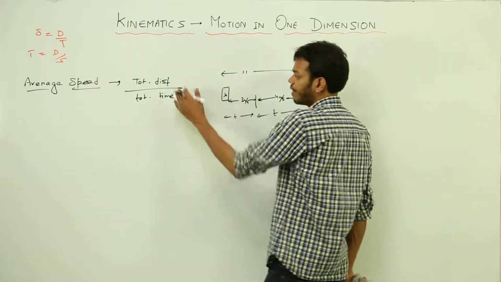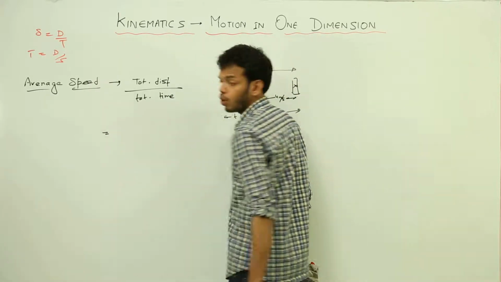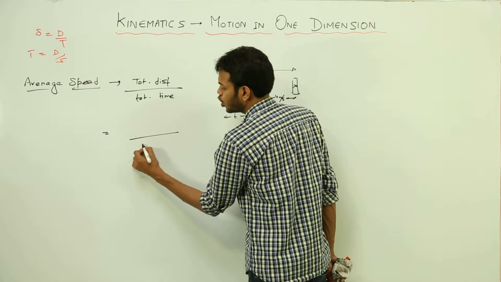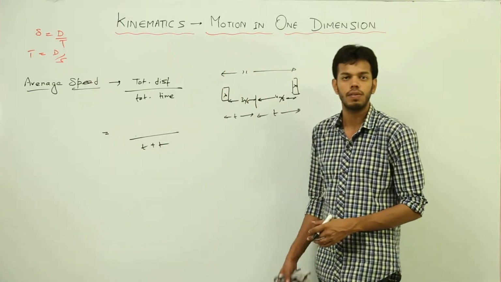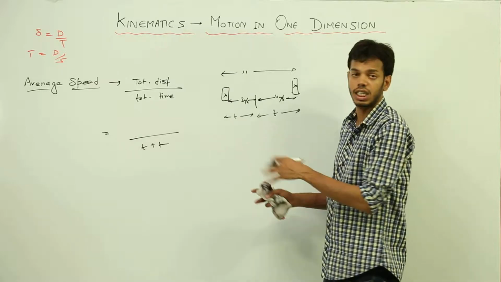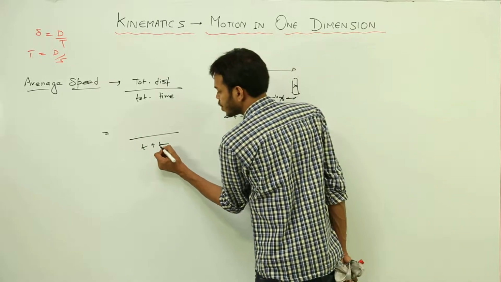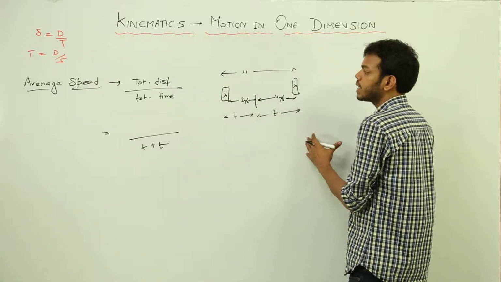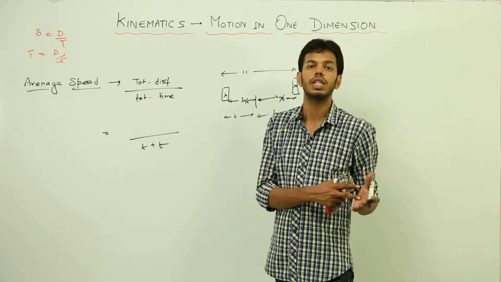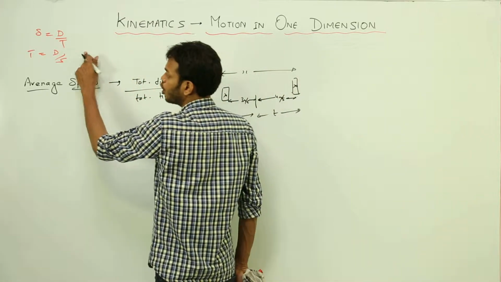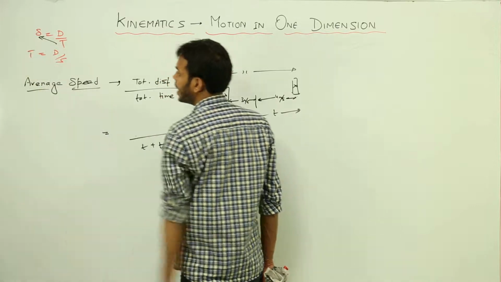What is the formula for average speed? Total distance over total time. So total time we know for sure is t plus t, because two equal time intervals. So I'm not going to mess up with the time by changing the variable here. t plus t suits best. And what will I do with the distance? What is the formula for distance? Speed is equal to distance upon time. That means distance is speed into time.